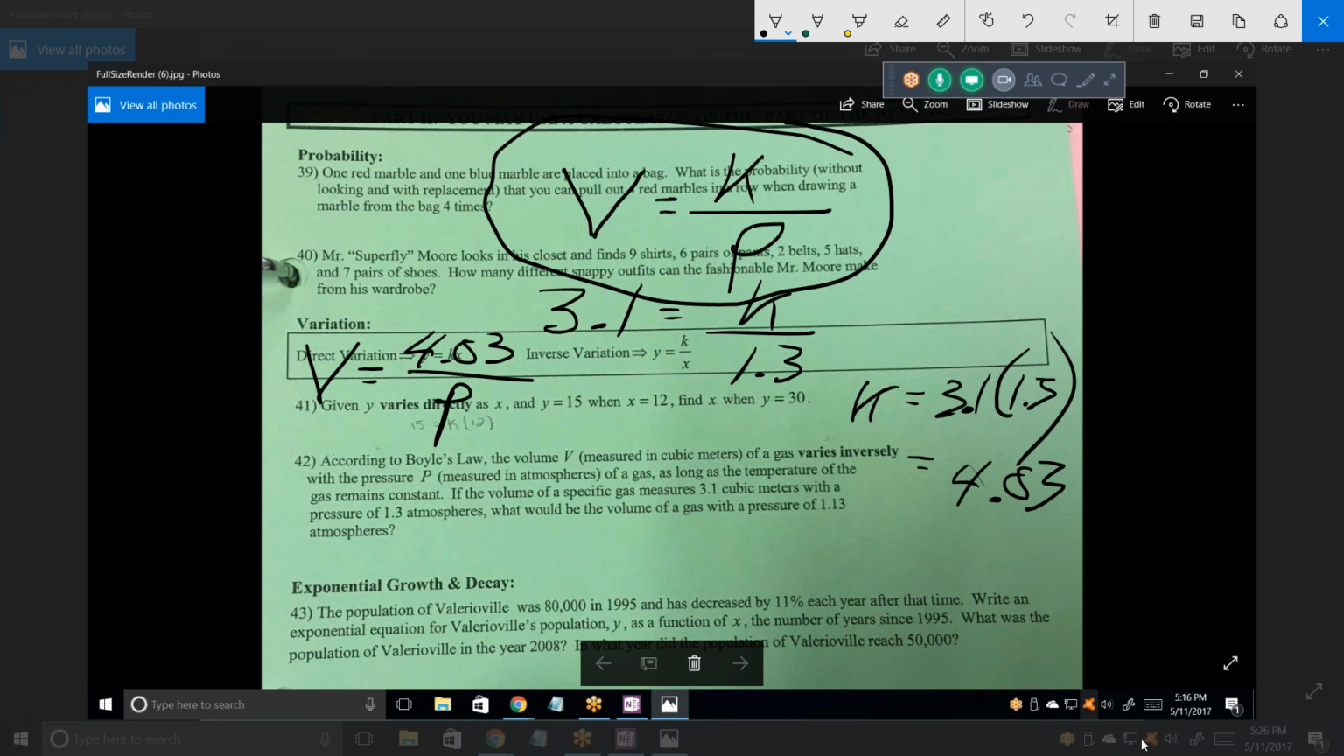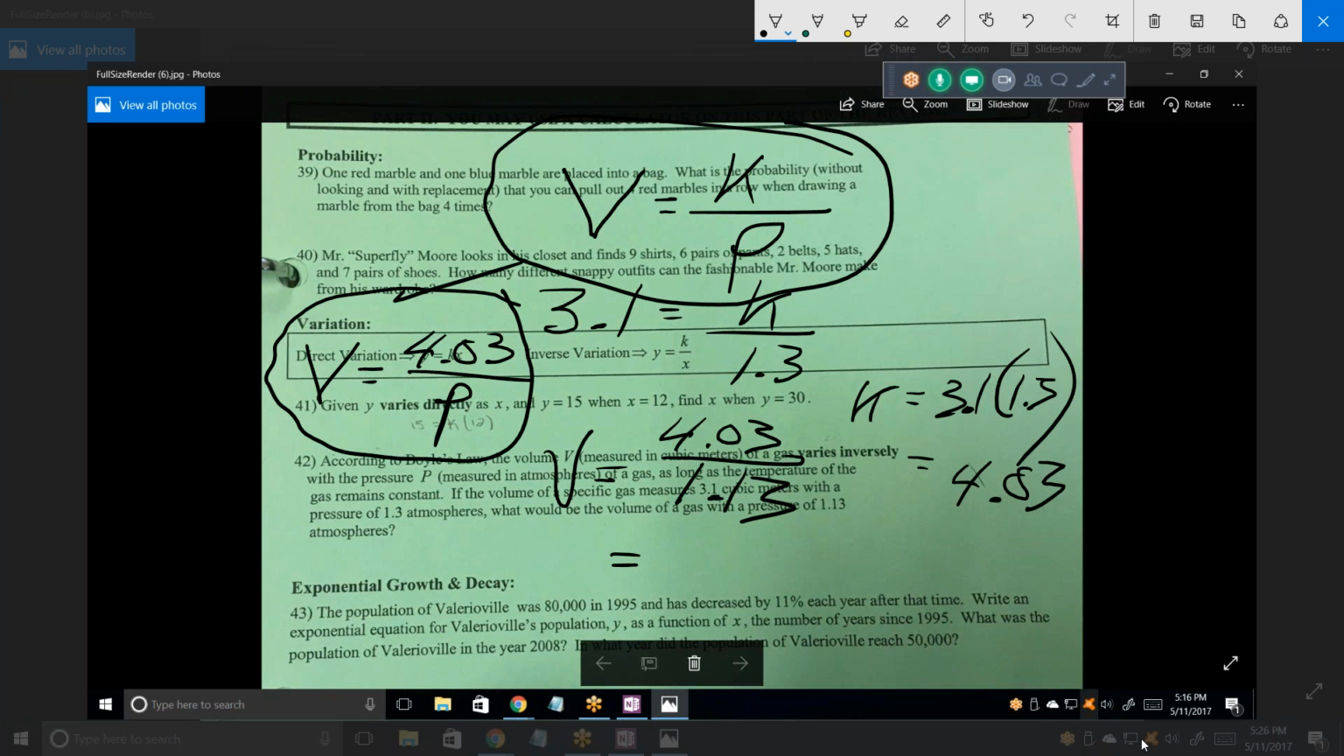The thing I want you to understand is that this equation governs all questions they might ask. They might say, what's the volume when the pressure is 3? So you need this equation. That is the specific equation. Their question now is, what is the volume when the pressure is 1.13? So V equals 4.03 divided by 1.13, and whatever that is, is your answer.